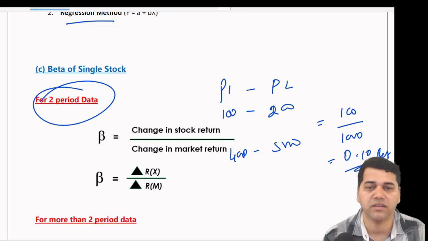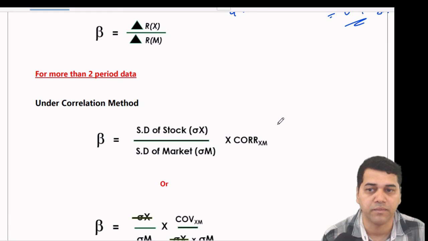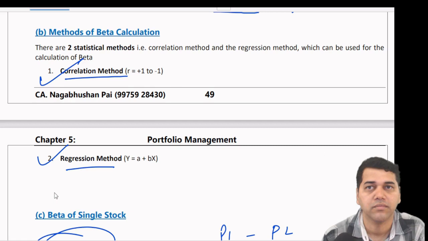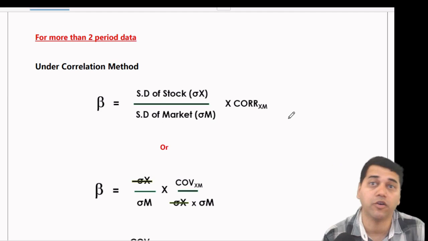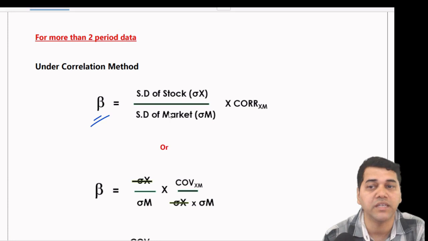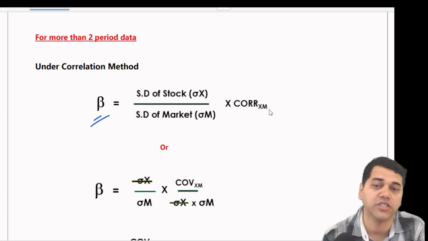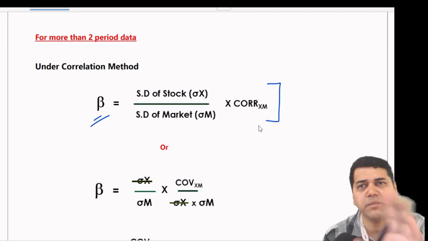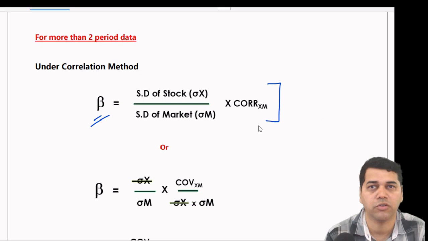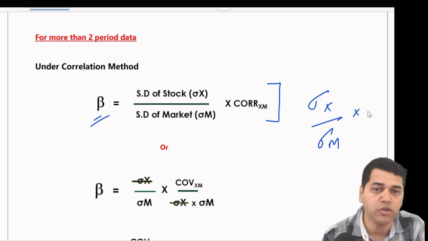Next, what if they give you more than 2 periods? We discussed that beta can be calculated using the correlation method or the regression method. If they give you more than 2 periods, say 5-year data with probabilities or past data, then under the correlation method, beta will be the standard deviation of x divided by the standard deviation of the market, into the correlation of x and m. This is the equation you can use. It is two methods; you can choose one of them in the examination. The equation is the standard deviation of x by the standard deviation of the market, into the correlation between the stock and the market.